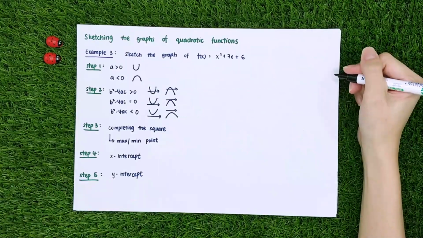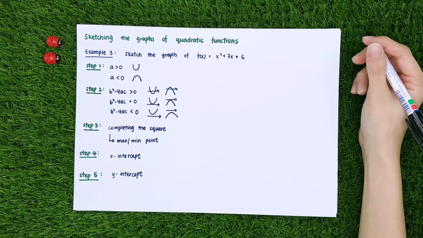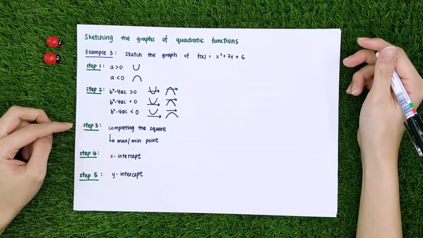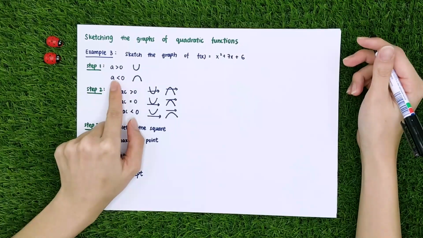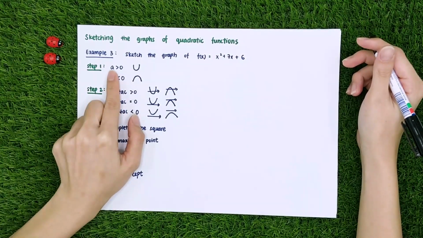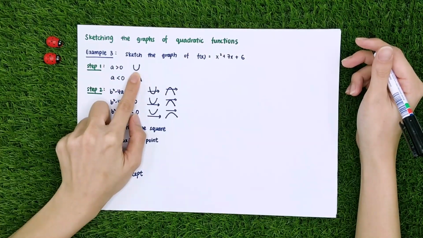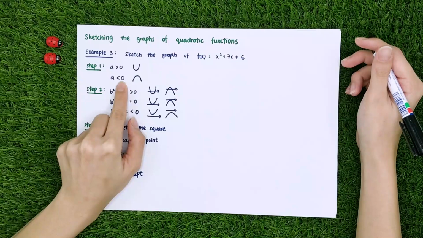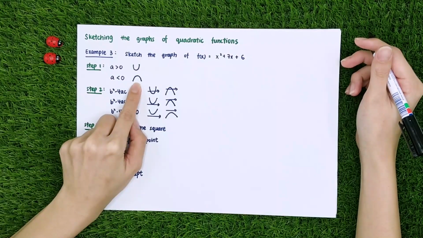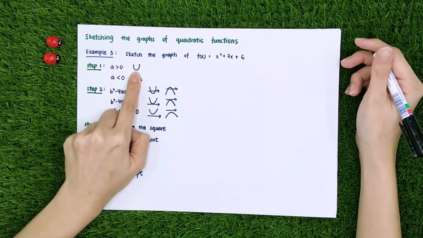Okay, we go to the next part, which is sketching the graph of a quadratic function. There are a few steps when you sketch the graph. The first step, you have to determine whether your a is greater than 0 or smaller than 0. When your coefficient a is greater than 0, that means your graph will be a smiling face. When your a is smaller than 0, that means your graph is a sad face, which is a maximum graph. This is a minimum graph, okay.